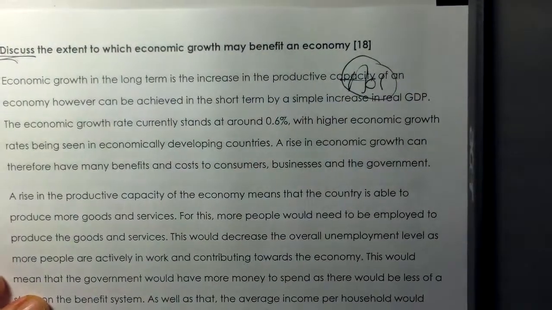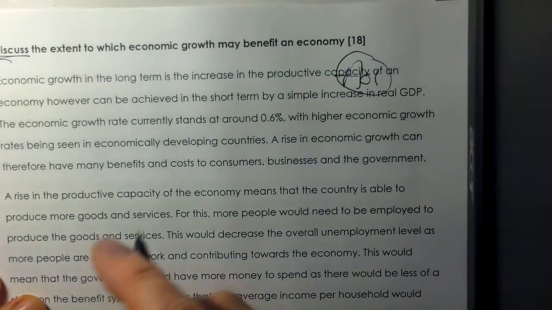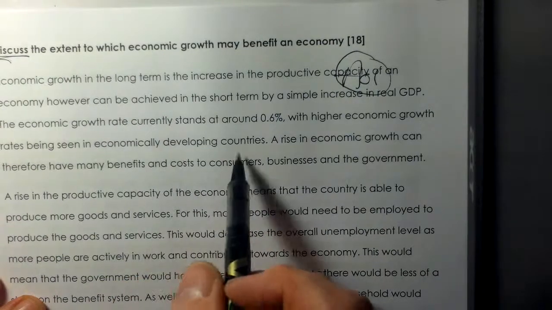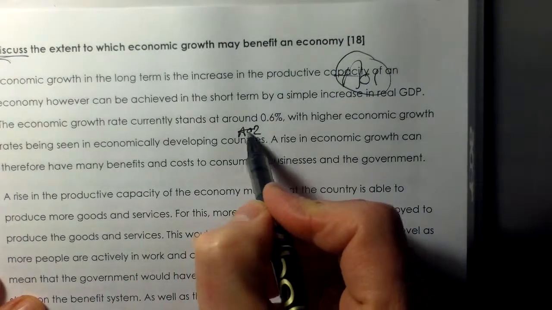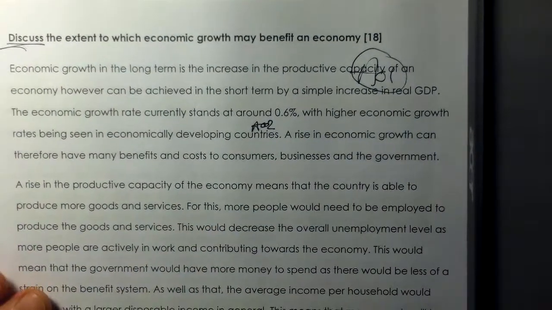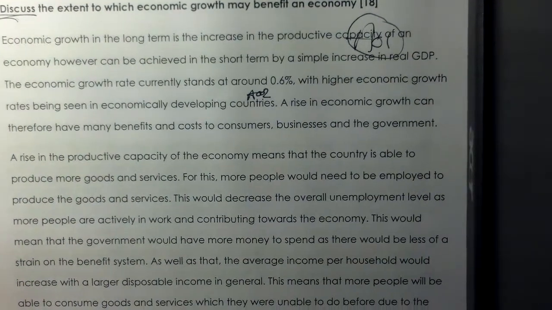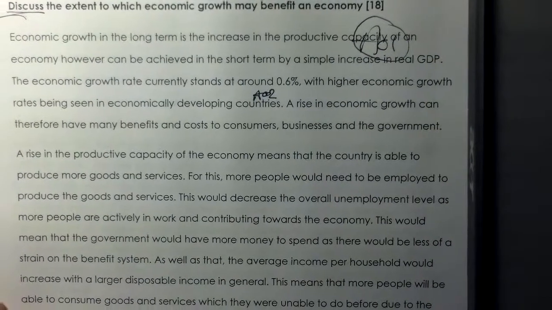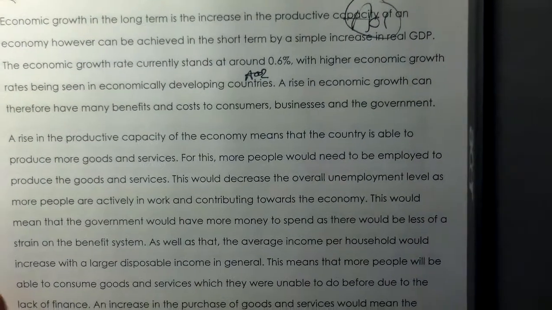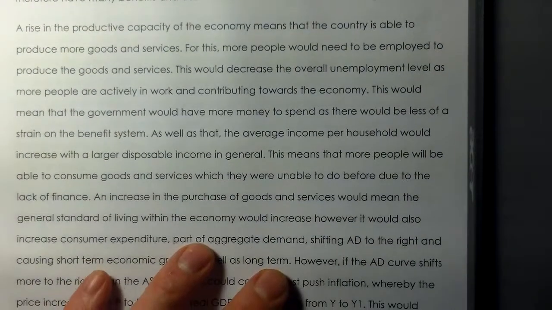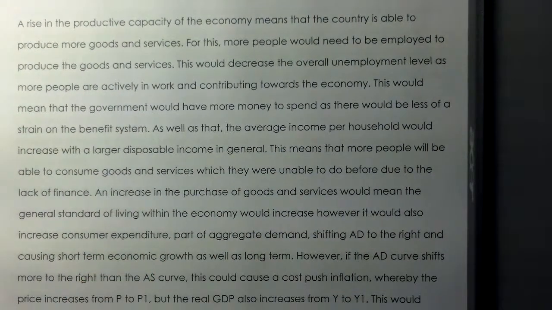We've got some AO1 marks there. Economic growth rate currently stands about 0.6, with higher economic growth rates being seen in economically developing countries. That's a nice bit of AO2, applying it to developed and developing economies. A rise in economic growth can therefore have many benefits and costs to consumers, businesses and the government. Whereas that sentence doesn't get any marks, it does frame how the structure of the essay may continue.